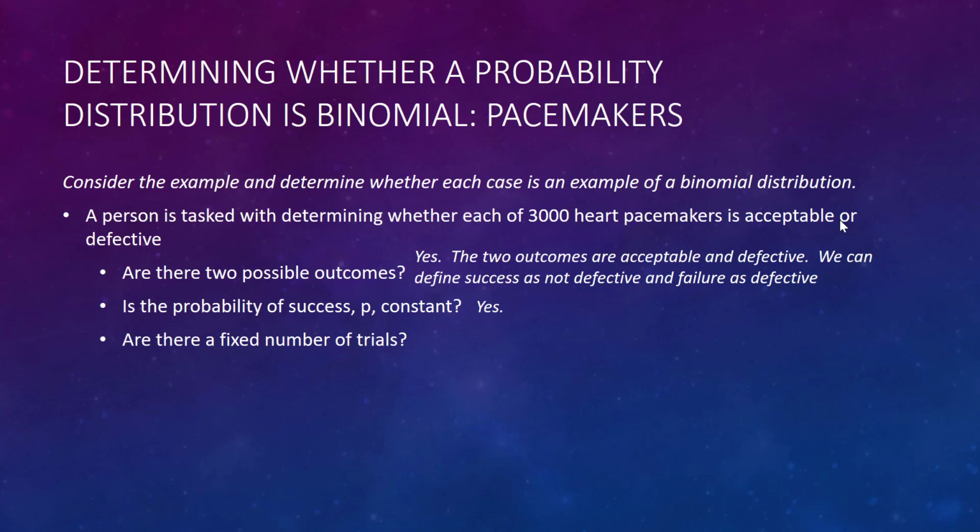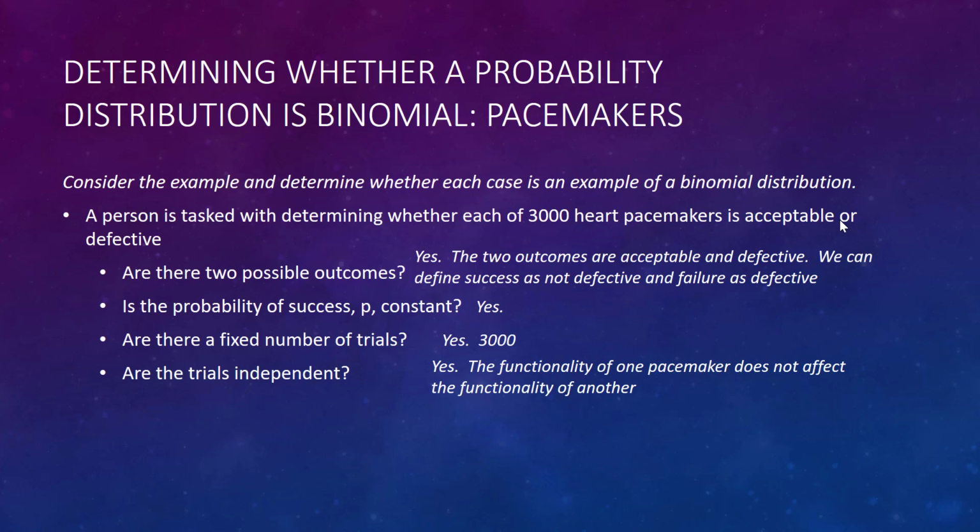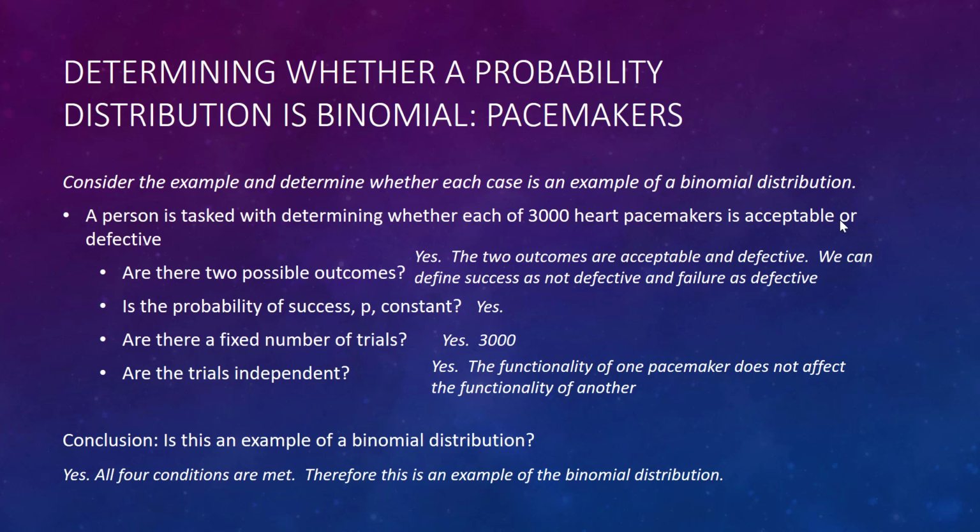Are there a fixed number of trials? Yes, there are 3,000 pacemakers, so you have 3,000 devices that have to be tested. Are the trials independent? Again, yes, because if you test one pacemaker and it doesn't work, that outcome is not going to affect the testing of subsequent pacemakers. So is this an example of a binomial distribution? And the answer is yes, because it meets all 4 criteria.